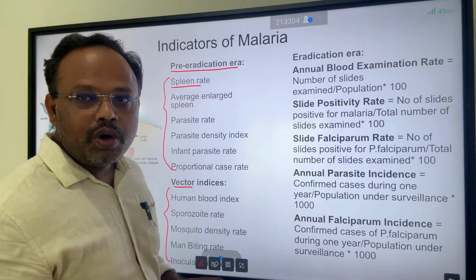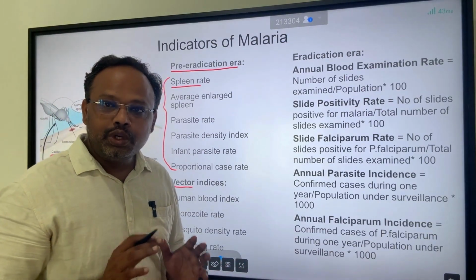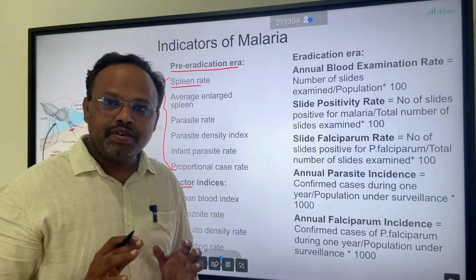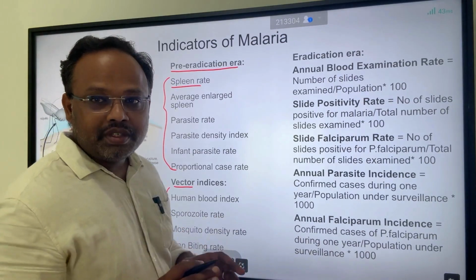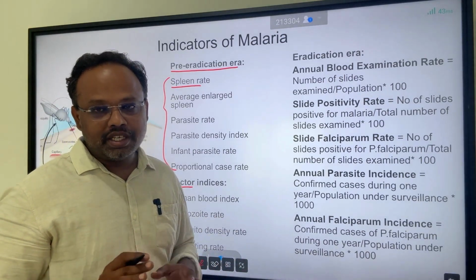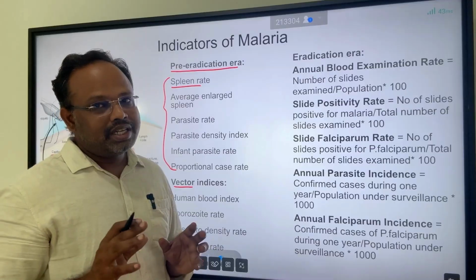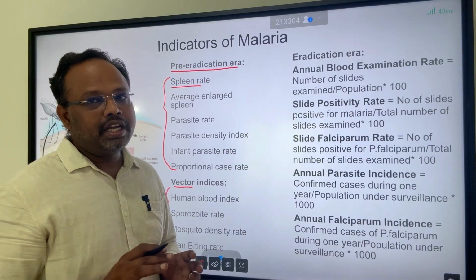We all know malaria is transmitted by the Anopheles mosquito, transmitting the Plasmodium species of the parasite. Out of these, falciparum is the more dangerous one, so we have indicators separately for falciparum alone. That is the basic thing you need to understand before going to the malaria indicators.